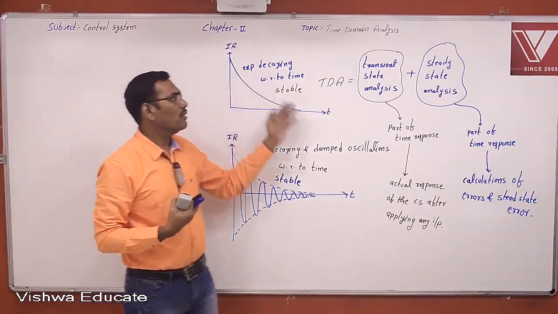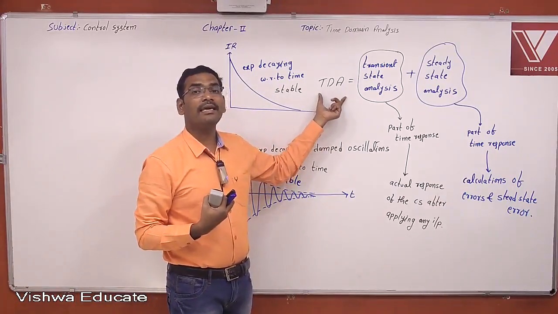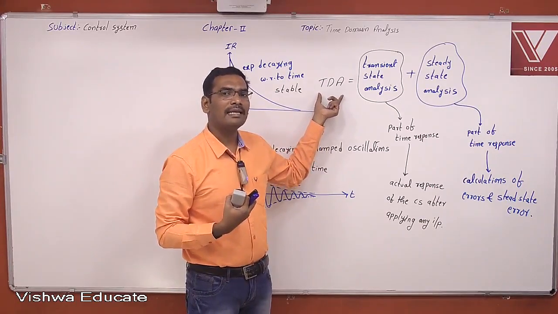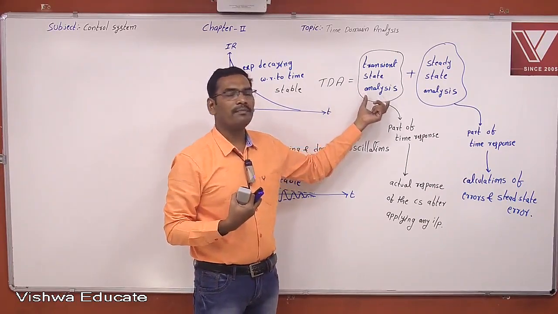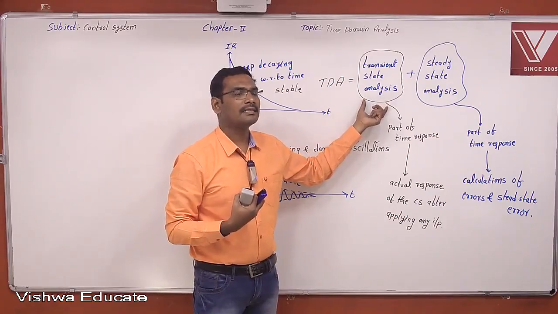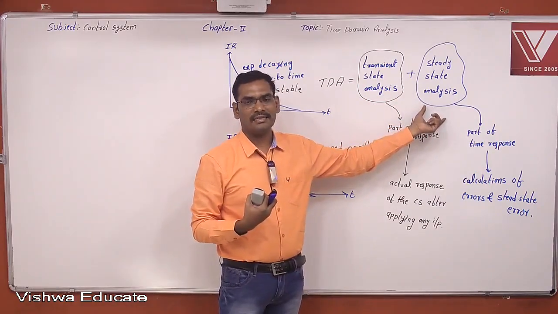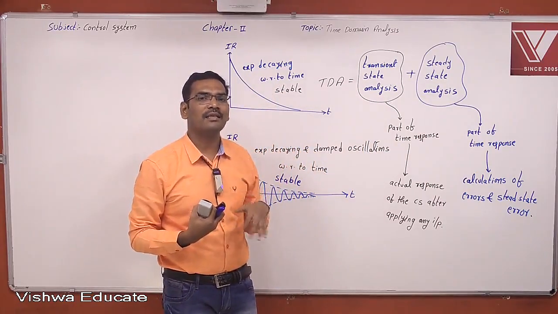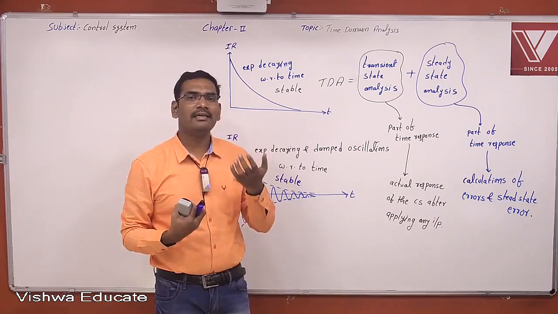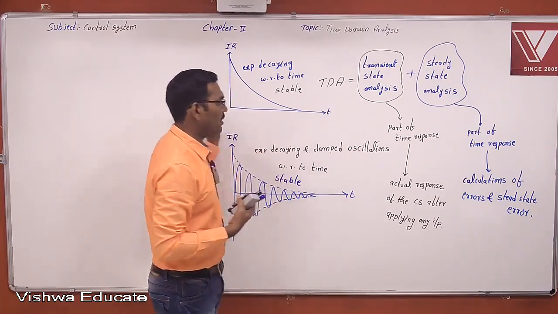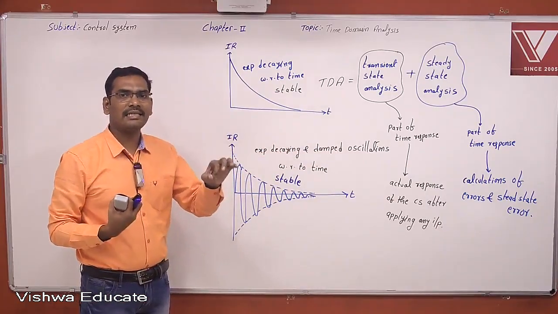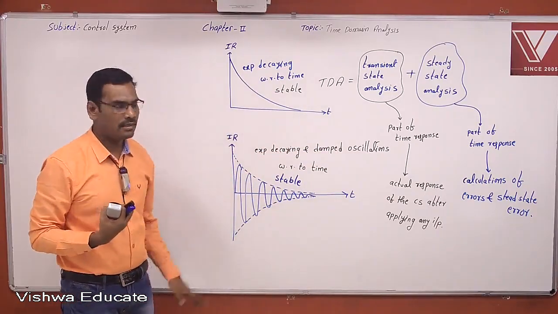So when can we say the total time domain analysis is completed? The total time domain analysis is completed after completion of the transient state analysis and after completion of the steady state analysis. Therefore, the total time response is nothing but the transient response as well as the steady state response. Just take a brief overview of this. I hope you understand what transient state analysis is and what steady state analysis is. Note this down, students.